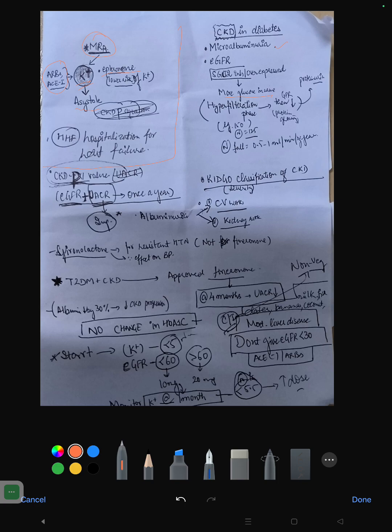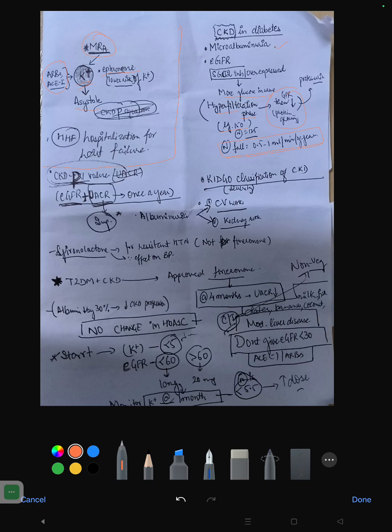What happens in CKD is in phases. The initial phase is the hyperfiltration phase, and in this, the glomerular filtration rate reaches 150, though the normal GFR should be around 125, and then that glomerular filtration rate decreases, and proteinuria increases. The normal fall in eGFR is around 0.5 to 1 ml per minute per year.